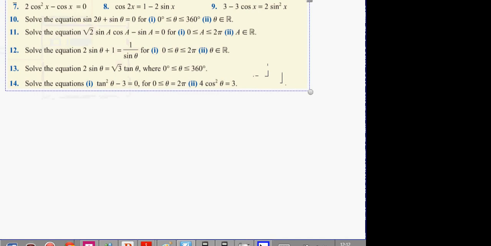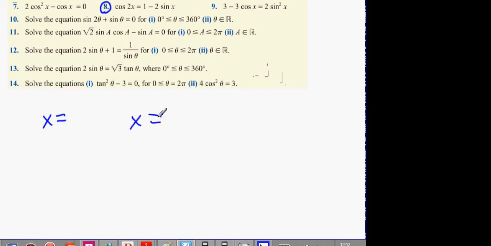Alright, question A. Question A is a solve question. Solve questions means that at the end of the question we should have x equals something. That's what we're looking to do. Now the problem is I have cos 2x and I have 1 minus 2 sine x. First problem is this double angle and this angle here, they're not compatible.